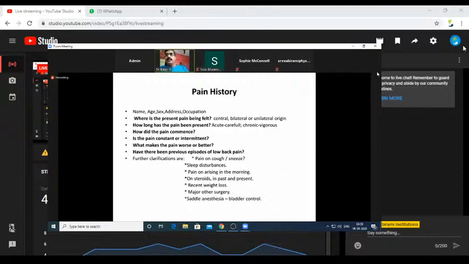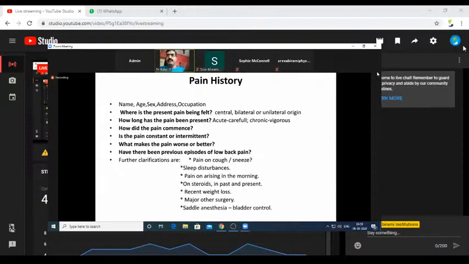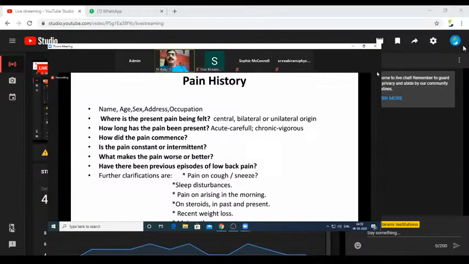Okay, now we'll see about the pain history. So what is a pain history? Before that, we have to see all the history taking. Name, age, sex, occupation, address, all this will be the general patient profile. Then, where is the pain felt? Whether the pain is central, bilateral, or unilateral, one side origin.